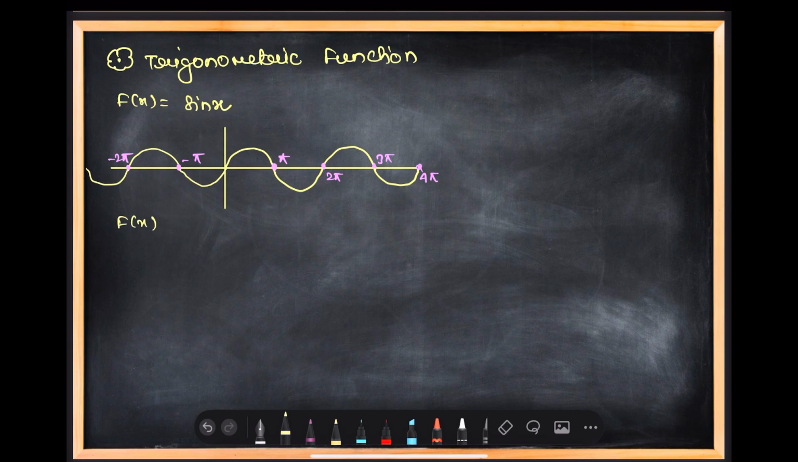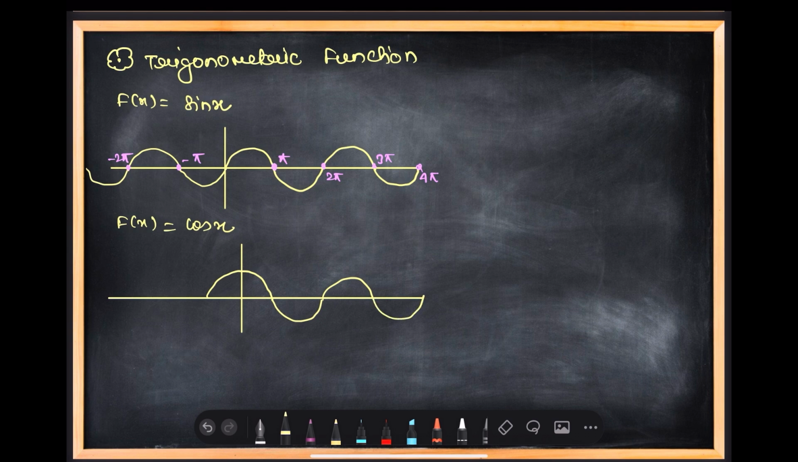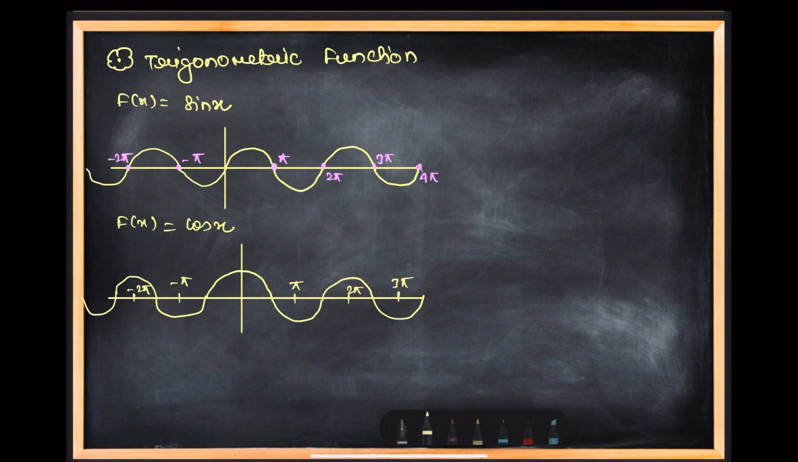f of x equals cos x. So the cos x function also looks the same, but it starts from here: upper lobe, lower lobe, upper lobe, lower lobe, and your graph will go this way. This is your pi, this is 2 pi, this is 3 pi, minus pi, minus 2 pi. This is your graph of the cos function.